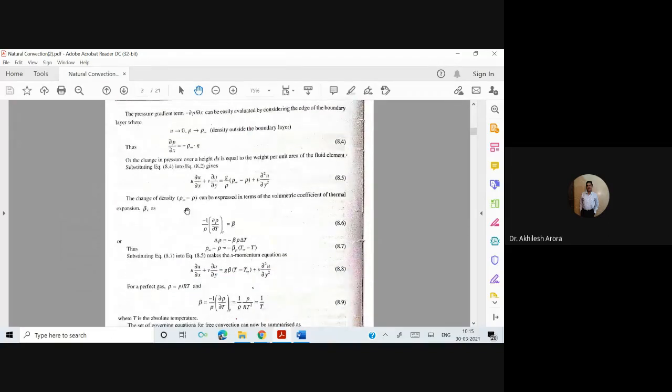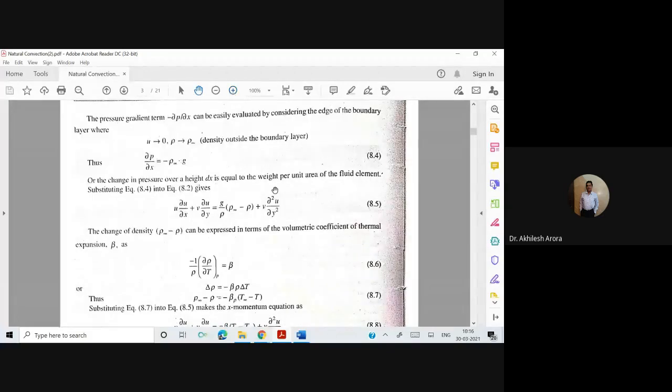One very important thing that I would like to tell you is that there is a term which is called beta. Now, what is beta here? You can see the hand sign here. So, beta basically is the volumetric coefficient of thermal expansion. Okay, I will enlarge it. Beta is the volumetric coefficient of thermal expansion. So, you should always remember it.